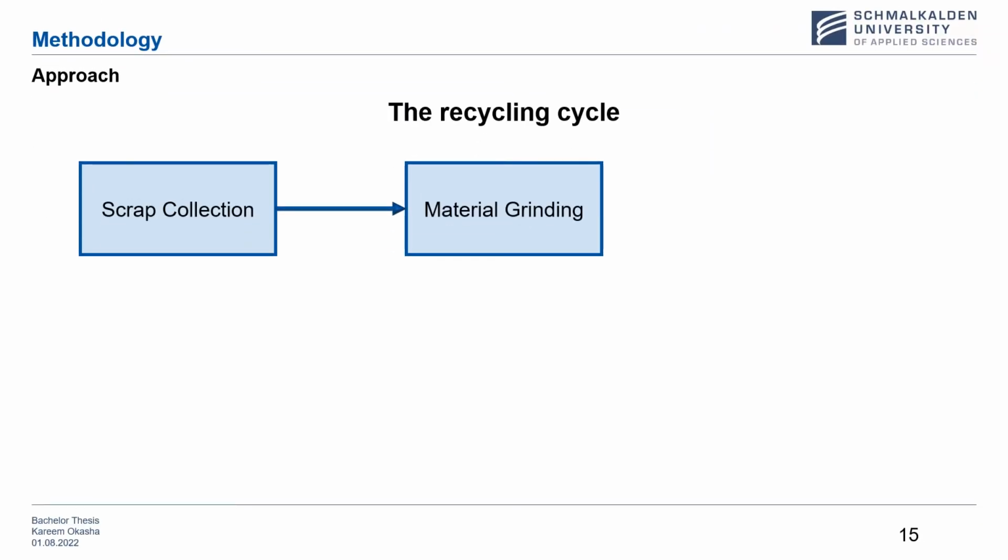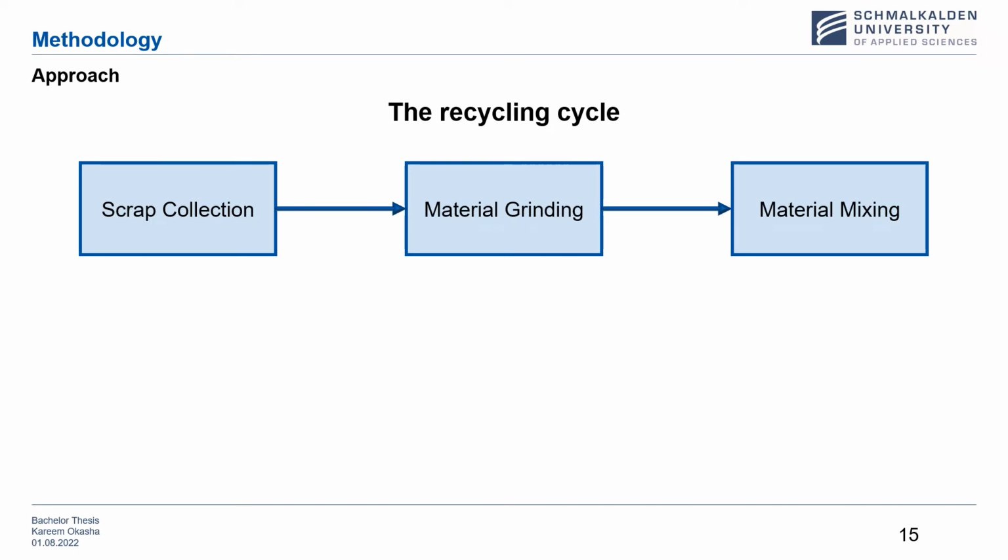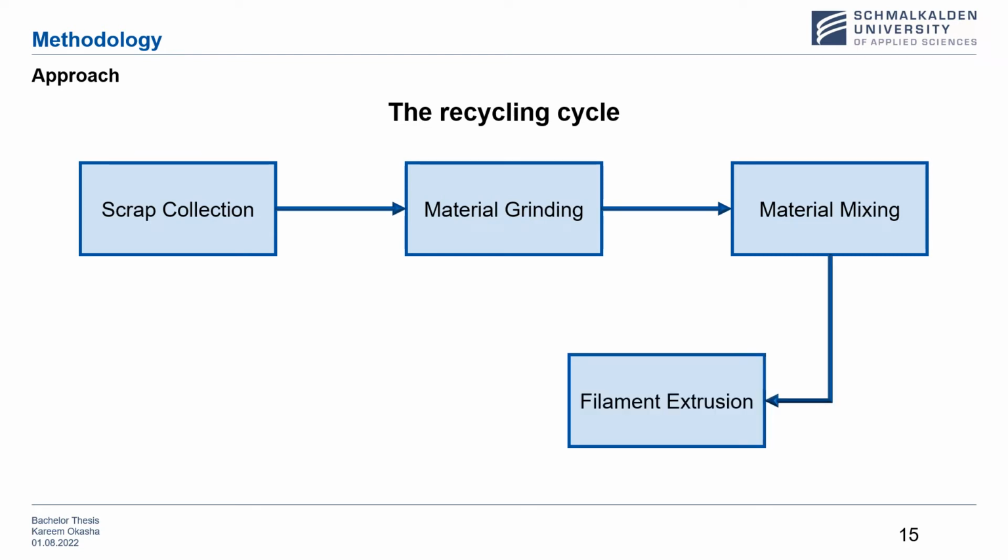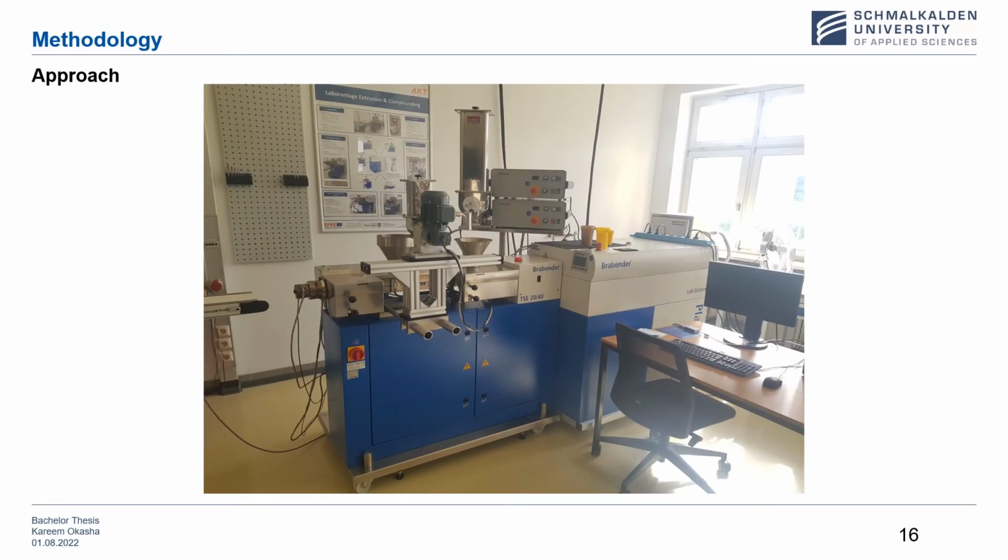After material grinding comes a stage of material mixing, where some products require a certain level of quality which cannot be achieved using recycled plastics only. So a certain amount of pure plastic should be mixed with it in order to achieve the required quality levels. The fourth step is the filament extrusion, where the small plastic pellets are introduced into such a machine, which melts these pellets and then extrudes them into the form of filament. And this machine and the one shown above are both available here in Hochschule Schmalkalden.